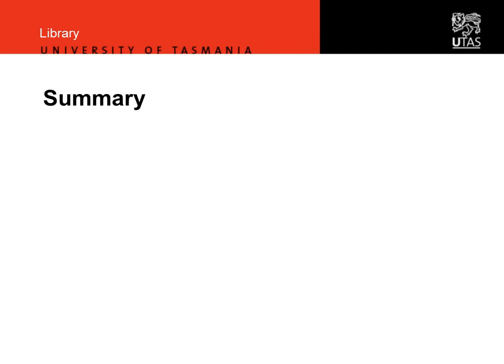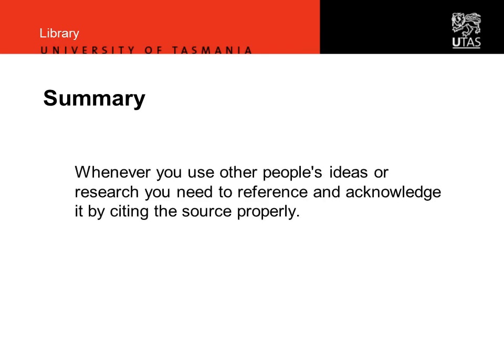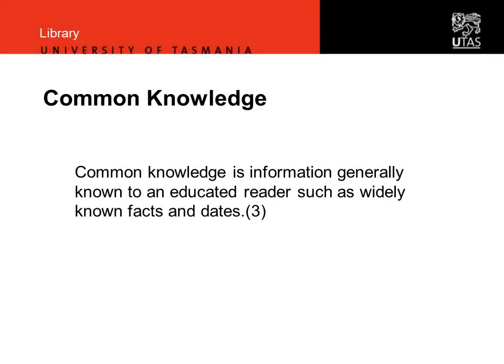So, what have we learned? Whenever you use other people's ideas and research, you need to reference and acknowledge it by citing it properly. This applies not only to books, journal articles and websites, but also other material such as lecture notes, photographs and videos. The only time that you don't need to cite is when the information is deemed to be common knowledge. Common knowledge is information generally known to an educated reader, such as widely known facts and dates. For example, a widely known scientific fact is that the molecular structure of water is H2O. Figuring out whether something is common knowledge can be tricky, and it's always better to cite a source if you're not sure whether information or idea is common knowledge.